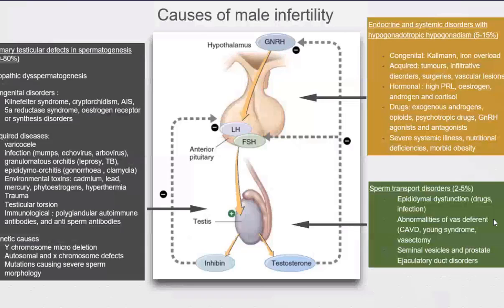So sperm transport disorders account for about 2 to 5% of causes of abnormal sperm production, which can be caused by epididymal dysfunction due to drugs or infection. Another congenital disorder that we have to look for is congenital absence of the vas deferens, usually associated with cystic fibrosis, which is not commonly encountered in our country, as well as seminal vesicle and prostate problems, and also ejaculatory duct disorders.